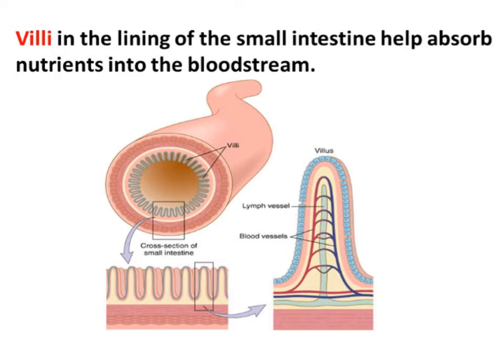This slide is showing a cross-section of the small intestine. This cross-section reveals that the inner wall of the small intestine is made up of many villi, and each villus, which is the singular form of villi, is made up of a network of blood vessels. As a result, nutrients that are found in the small intestine pass through the villus to reach the blood.